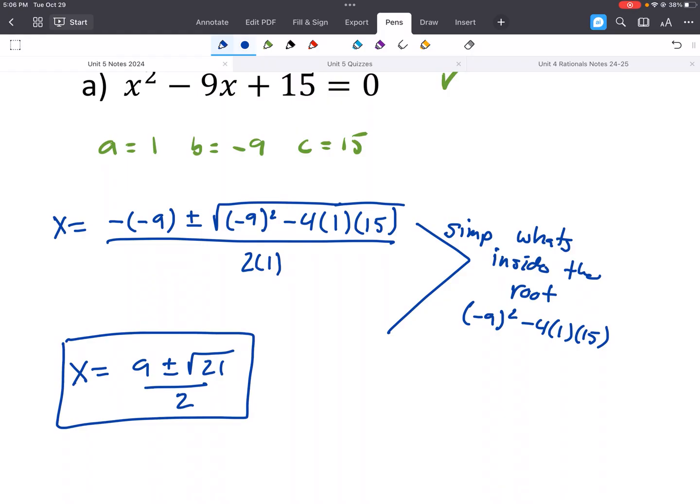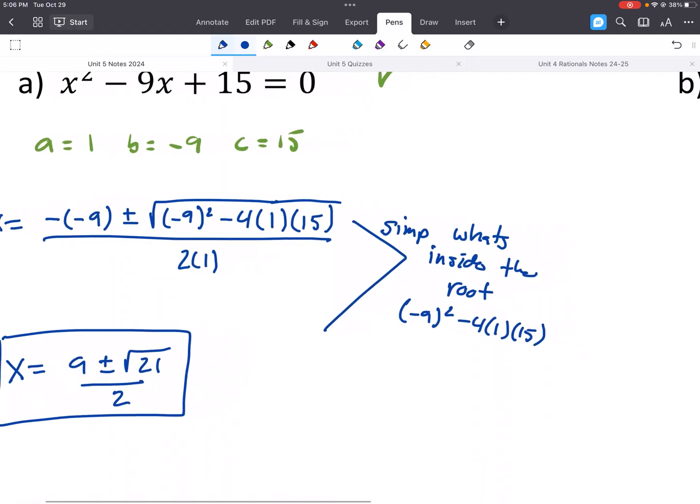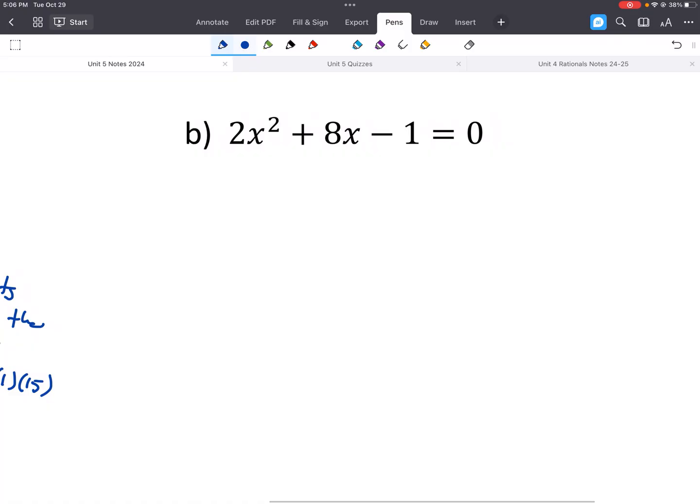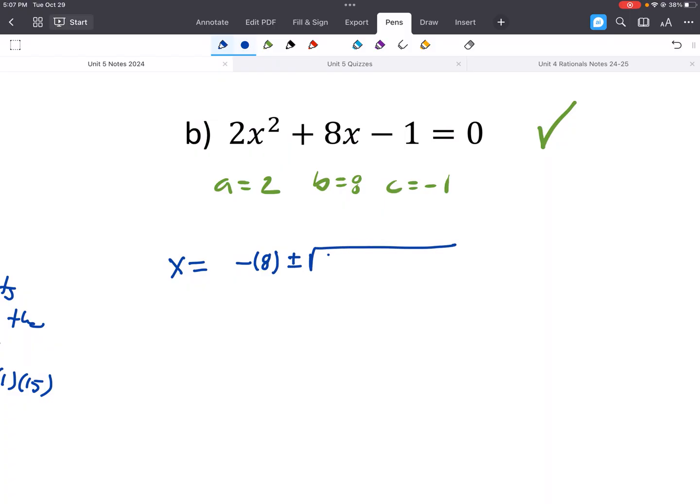I'll give you an example next where we'll be able to go a little further, in example B. All right, so same sort of thing. Check and see if it's in standard form. Yep, it is. Next, identify A, B, and C. So we've got A is 2, B is 8, and C is -1. Plug it in. So x equals -8 plus or minus the square root of b squared, so 8 squared, minus 4 times a times c, all over 2a.